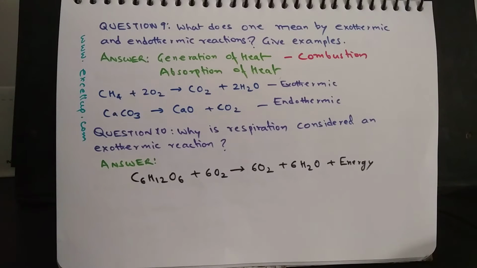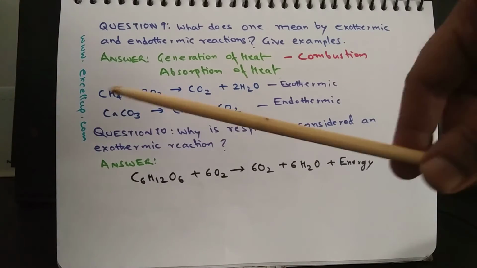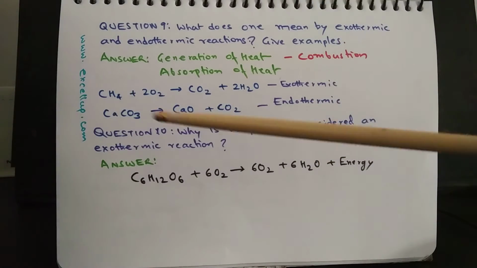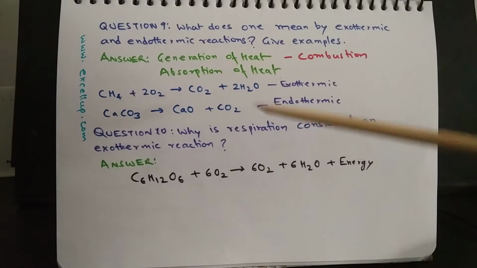And when heat is absorbed in a chemical reaction, it is called an endothermic reaction. The example is CaCO3. When it is strongly heated, it breaks down into CaO, that is quicklime, plus carbon dioxide.